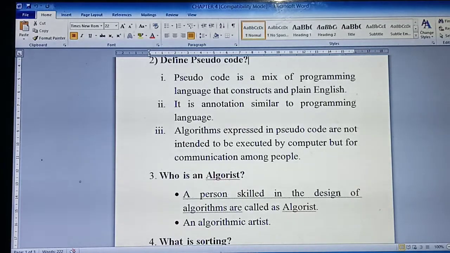Persons skilled in the design of algorithms are called algorist. Okay. So next one, an algorithmic artist. Write fast.